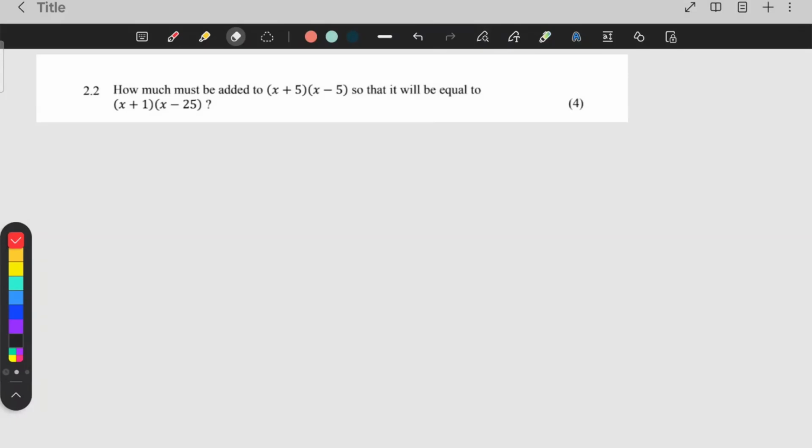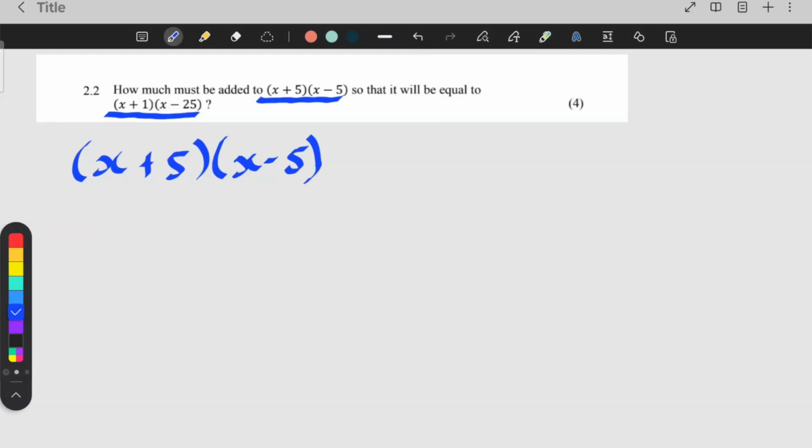Okay, let's look at this question. Question 2.2 says, how much must be added to this expression so that it will give me this answer? Okay, so let's just write this down. Something must be added to this, and then the answer must give me this.